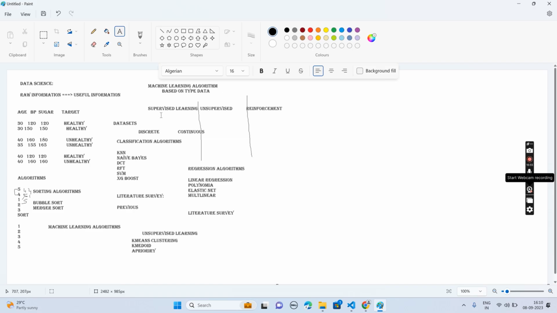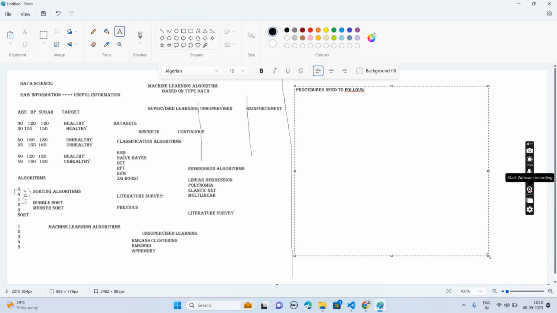Understood. Now here, this is the basic information about data science, machine learning and algorithms. Now if I have been given this information and I need to apply these algorithms, how am I going to do it? There are some procedures we need to follow. Okay, these steps are the procedure. If you are doing any machine learning project, the first step is the collection of data sets.